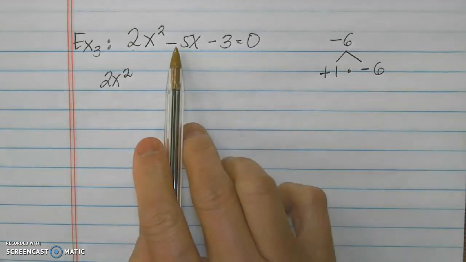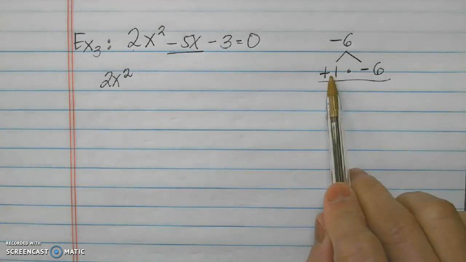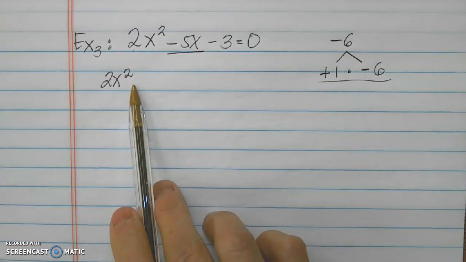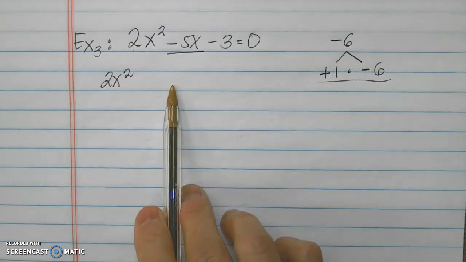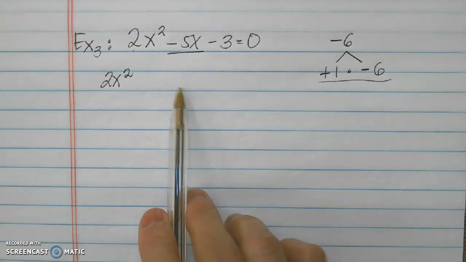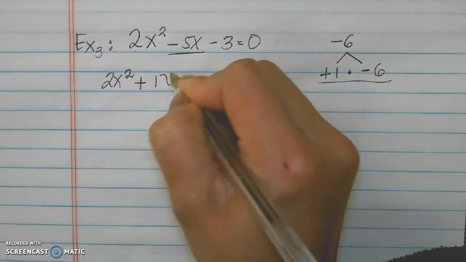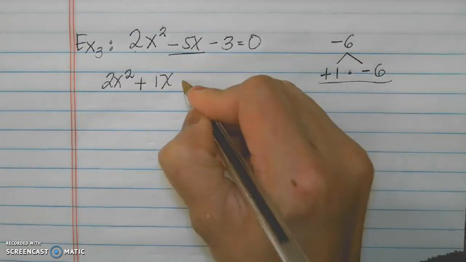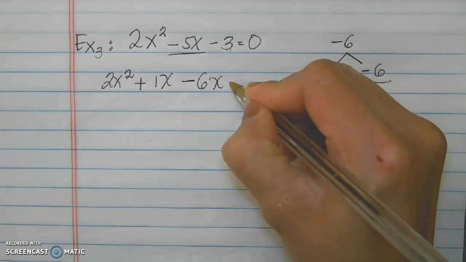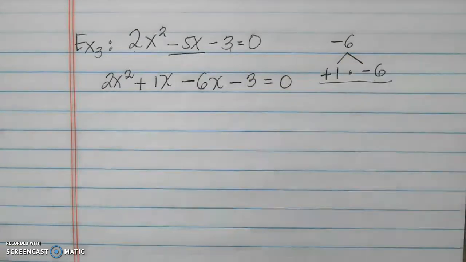And negative 5x will now be replaced by this. By the way, these factors can actually be interchanged. You can write down plus 1x minus 6x, or you can write down negative 6x plus 1x. It won't matter. So we're just going to follow this. We will have plus 1x or x. That's fine. So negative 6x. And then copy this down, which is a negative 3 equals 0.